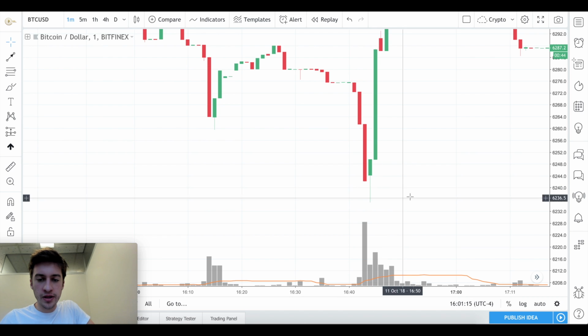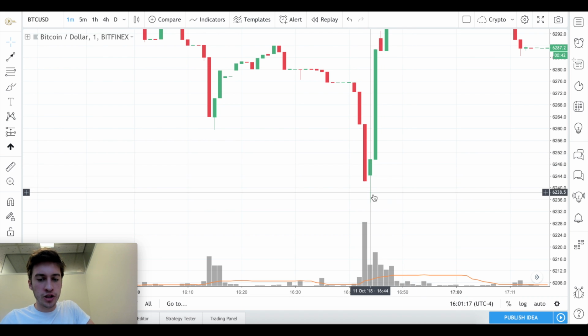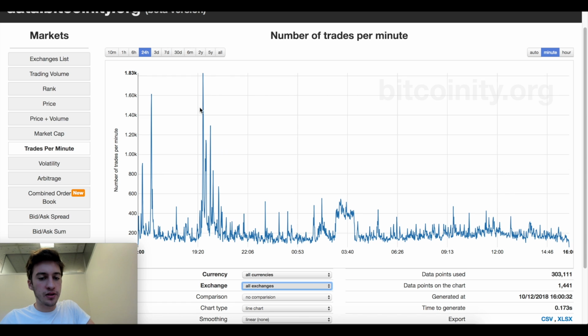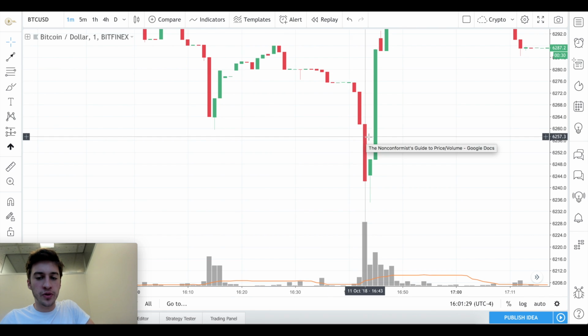1644 was here. This is likely where we had a large amount of selling. And we also had a large amount of trades per minute at 1643. So that was 784, 1470, and then we got 1620. So really from 43 to 45, we have a lot of trades occurring.